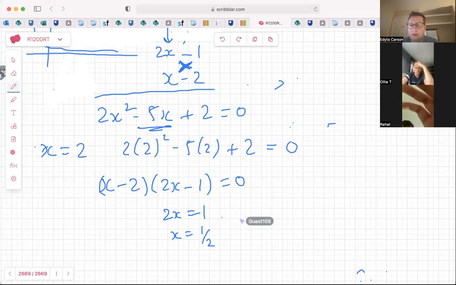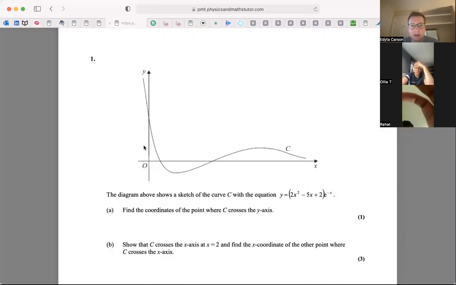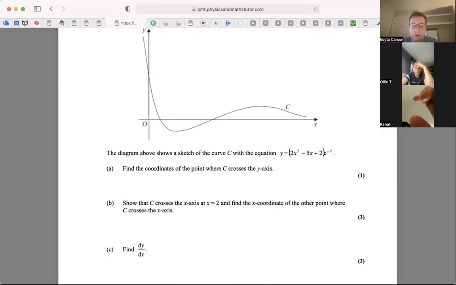Okay, so let's have a look at the next question, which is really the kind of point of this session, which is find dy by dx. So how would you differentiate this?